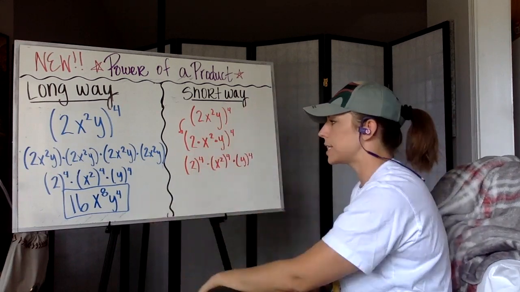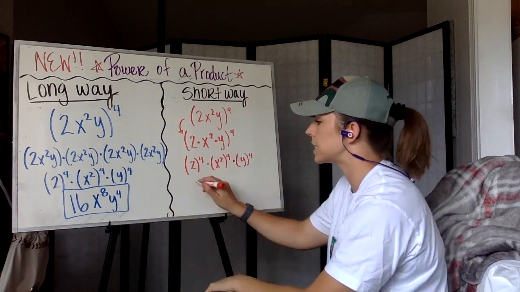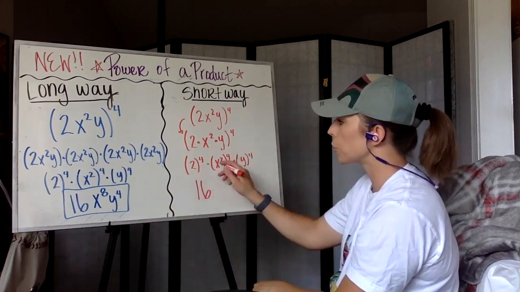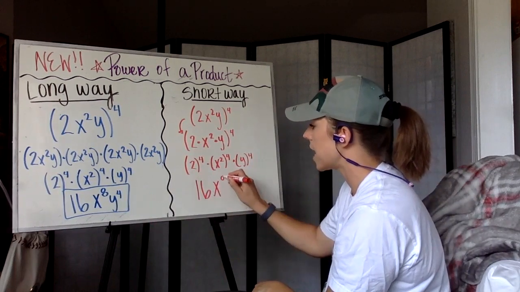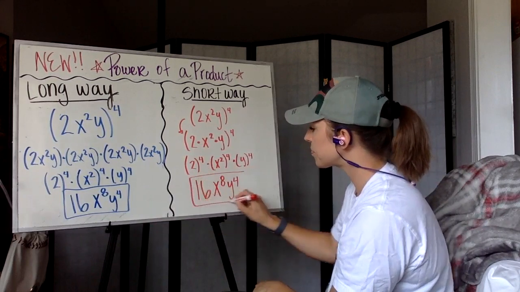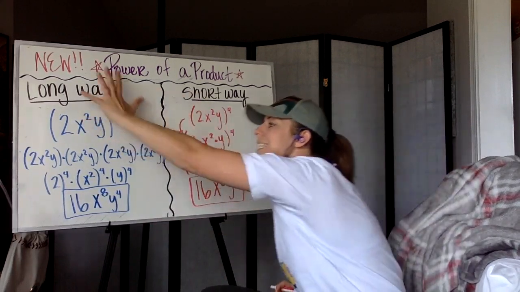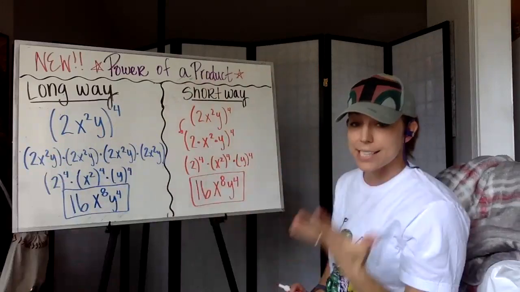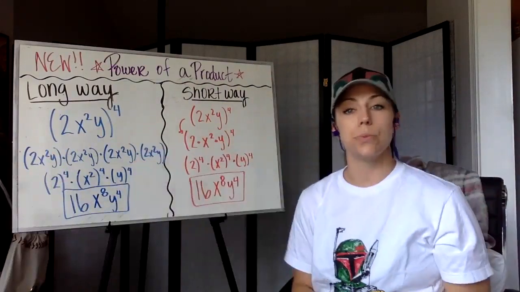And then we do the math like we did down here. 2 to the 4th power is 16. X squared to the 4th power, that's 4 groups of 2 x's, is x to the 8th. And y to the 4th power is just y to the 4th power. It's the exact same thinking that's happening over here, but with way less work and way less writing.